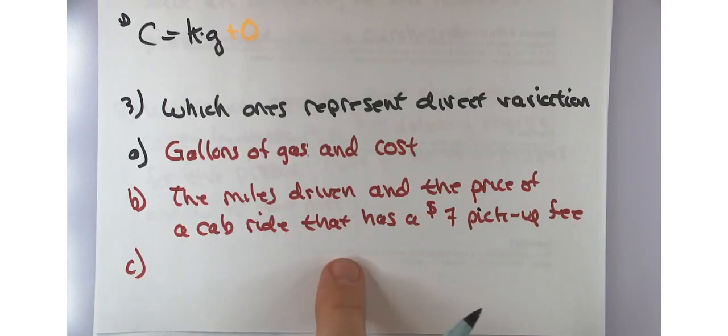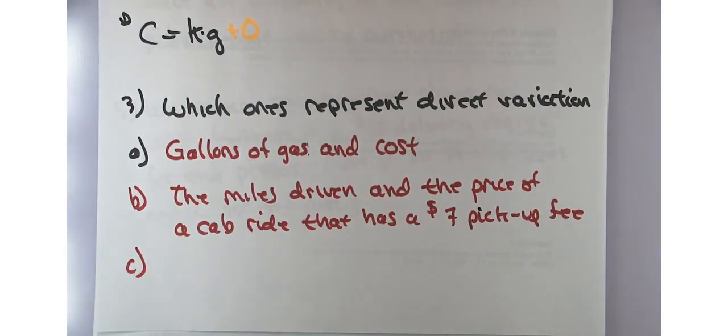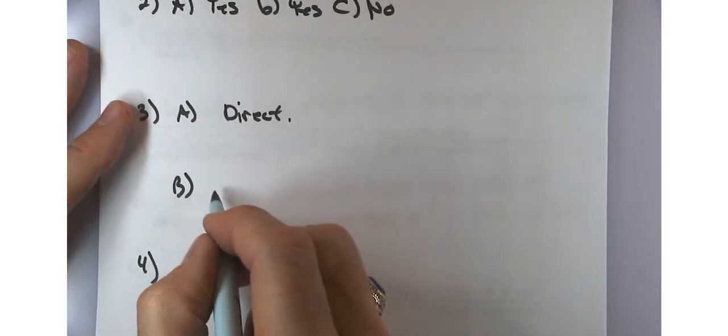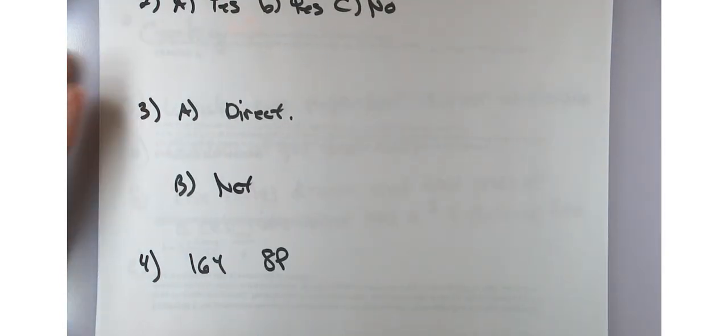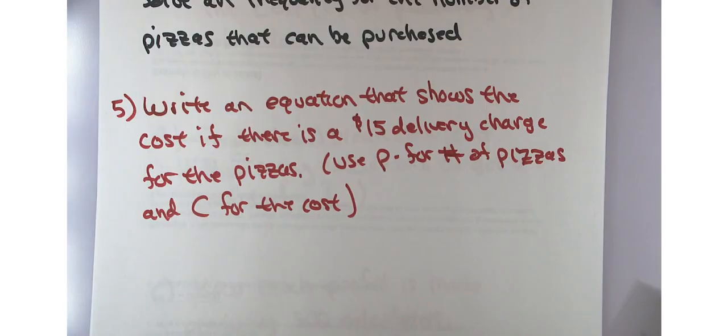How about here? Do we have direct variation here? No. Why not? There's a pickup fee. So that means that graph is not passing through the origin. So you have a linear relationship but not a direct variation. Okay, so good for that part.